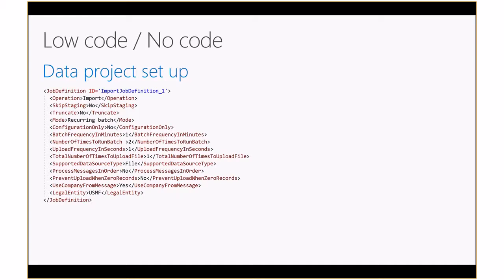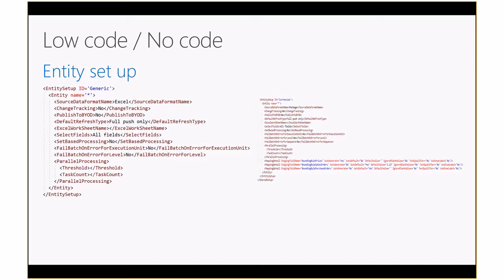The next piece is the entity setup itself. On similar lines to what we have seen so far, all the entity behavior is also defined as elements here: what format, whether change tracking should be set to yes or no, whether this should be published to your bring your own database if you have those scenarios. All the other aspects of the entity behavior can be defined here, including the parallel processing settings.